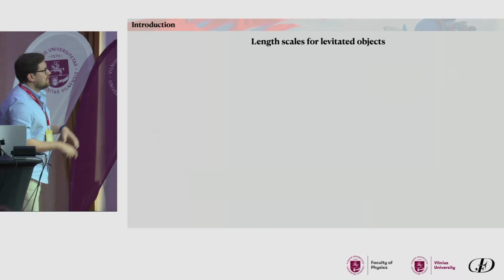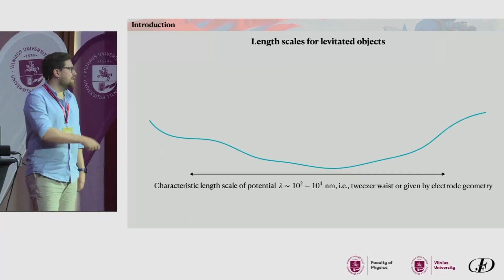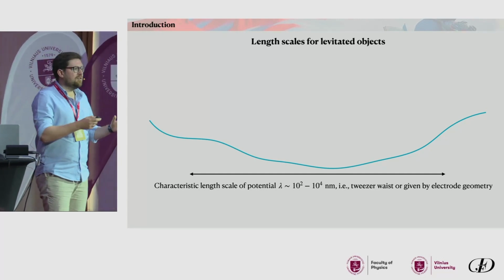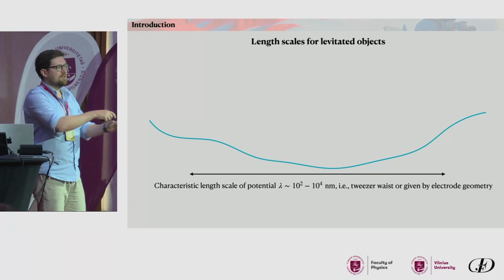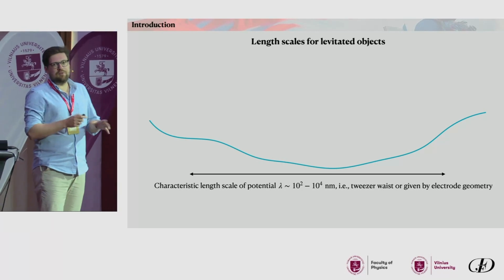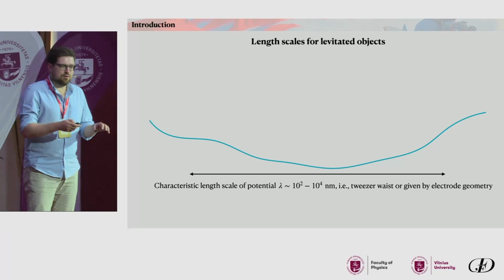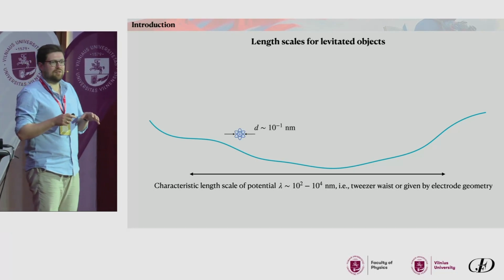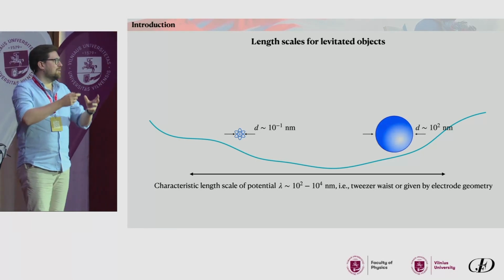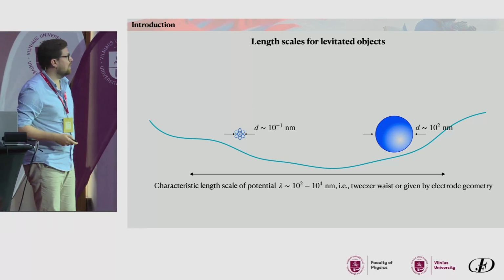If you trap something, you usually do it by some kind of electromagnetic field that has a characteristic length scale. It can be the waist of a tweezer, or the trap period in an optical lattice. This characteristic length scale is usually around 100,000 nanometers. And then depending on what you would like to trap, it can be something small like an atom, or something big like some solid state piece, like a nanosphere.